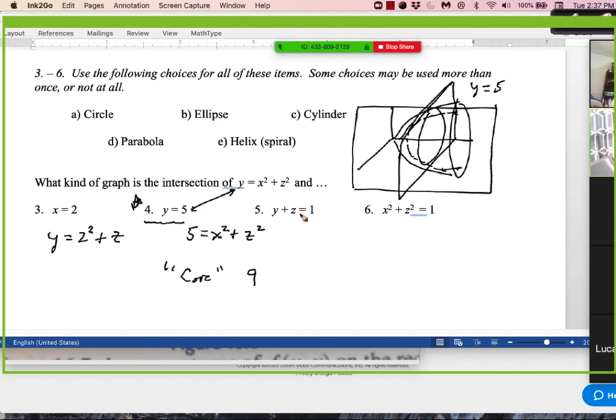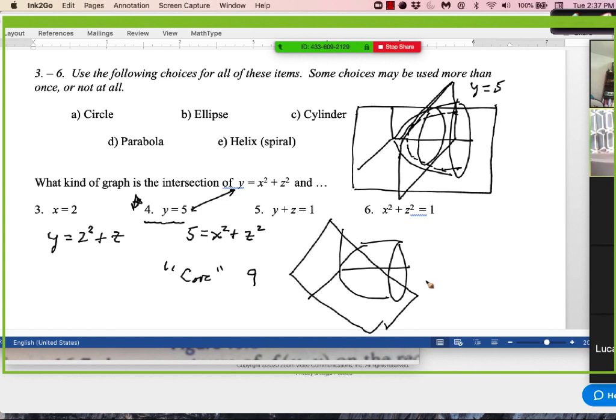Okay, so then number 5, y plus z equals 1. So what would y plus z equals 1 be? Again, here's the paraboloid. Y plus z equals 1 would be a plane like this. So what would you get if you cut a plane on an angle through a paraboloid? An ellipse. That's an ellipse, right, Kyle? So that one's an ellipse.